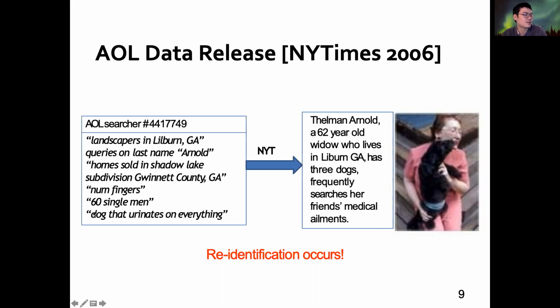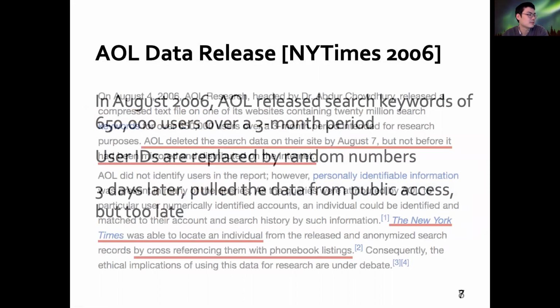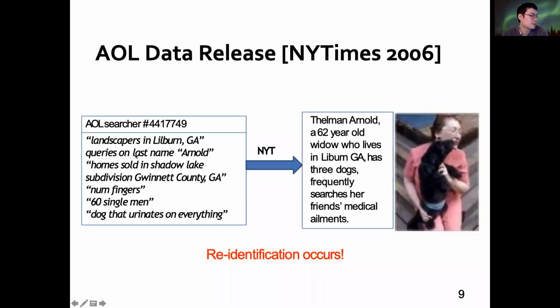And because she searched for a dog, she has a dog, has 3 dogs, and frequently searches for somebody else. Because the same person also searched for other people, like the last name and which county, it apparently also discloses her location. And also like a 60-year-old single man, so maybe she searched for friends' information. So this re-identification was done by the New York Times, and maybe it's in the news, so the lady must not be happy.